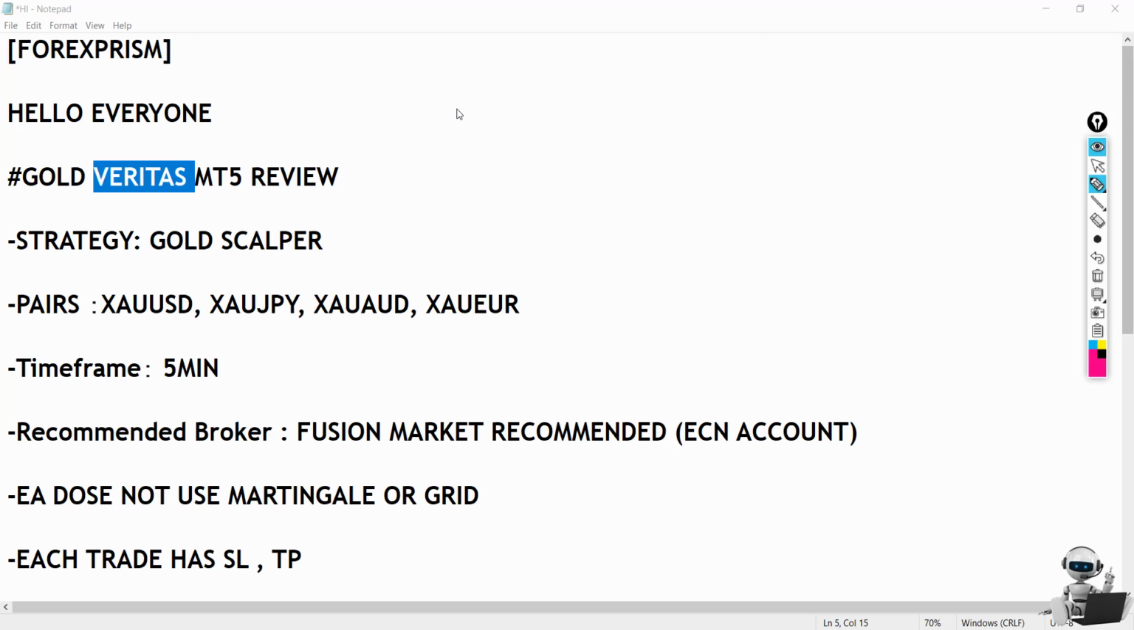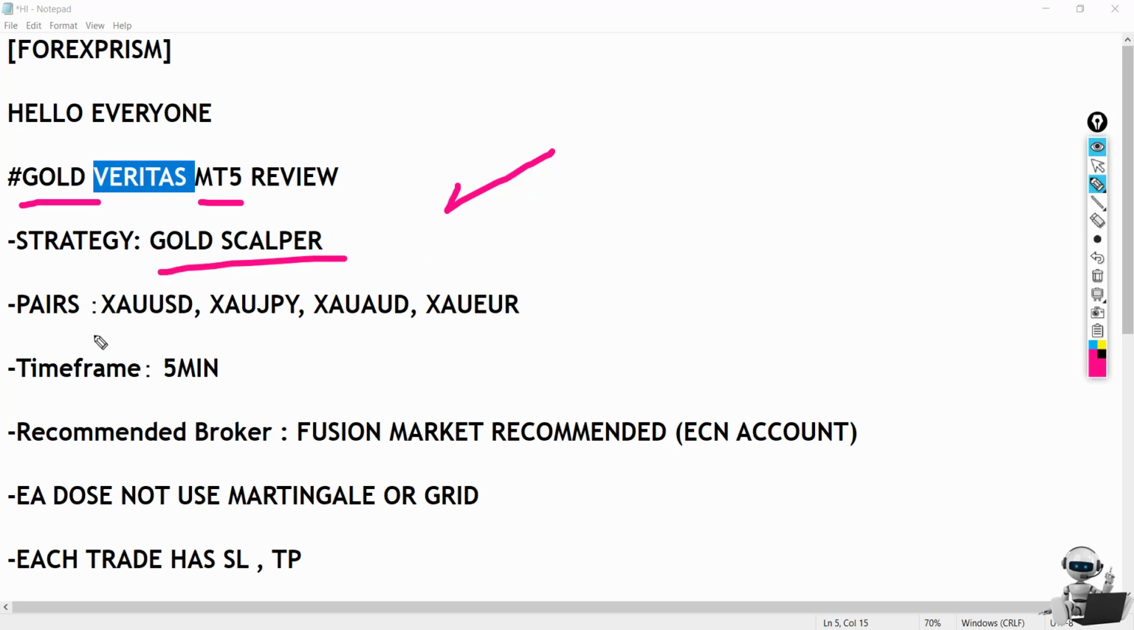Today I will be reviewing another EA that has been highly requested. It is called Gold Veritas MT5. This is for gold traders who really love to trade on gold, but cannot find a reliable EA to trade on gold pairs, and this one might be a solution.